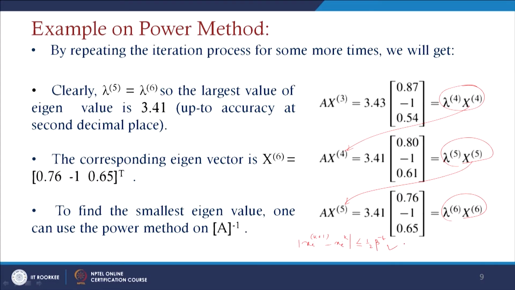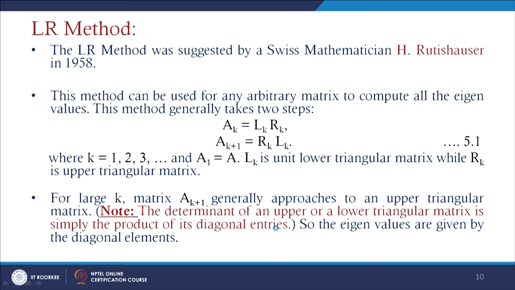And to find the smallest eigenvalue, one can use the power method, that is, if you find the largest eigenvalue of A inverse, that is the smallest eigenvalue of A, or we can say that the smallest eigenvalue of A is 1 by lambda of A inverse here. So, then we will go for the LR method here.